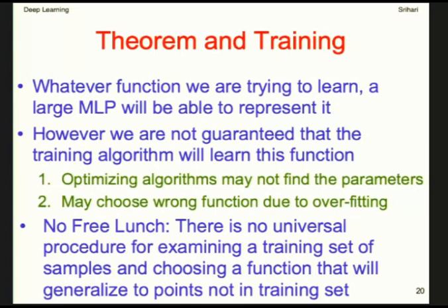may choose a wrong function due to overfitting. The no free lunch theorem says there is no universal procedure for examining a training set of samples and choosing a function that will generalize to points not in the training set. That's a more formal statement. It's also a theorem, so it would be interesting to see how you prove the no free lunch theorem, right? Okay.